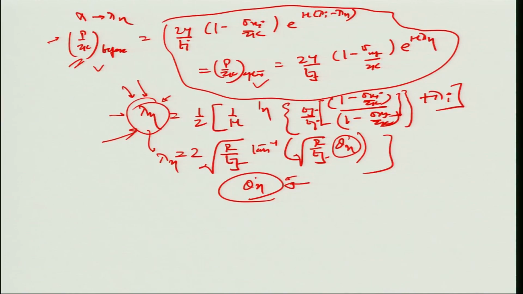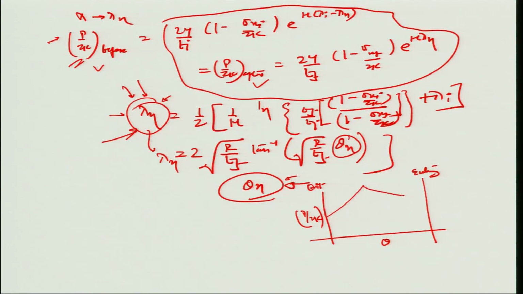Having said that, if we wanted to plot the P by 2K, that is the pressure ratio with respect to the yield criteria, against theta, this is the exit side of the roll maybe, and this is the entry side. So we are left with a plot like this, where the maximum value happens at lambda equal to lambda n and theta equal to theta n. So this is the neutral point.